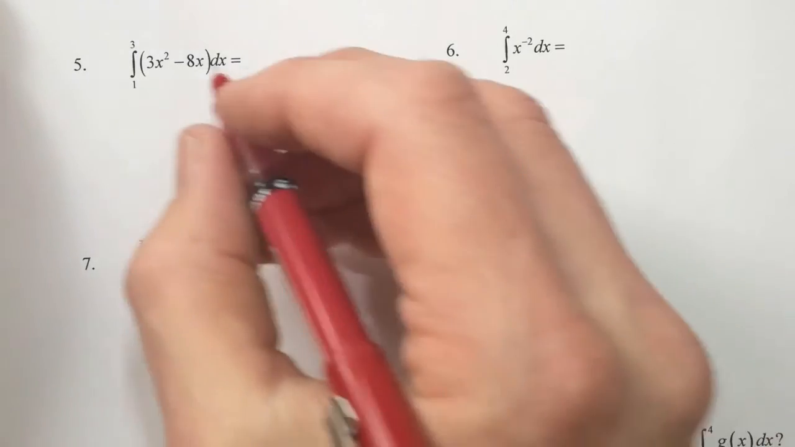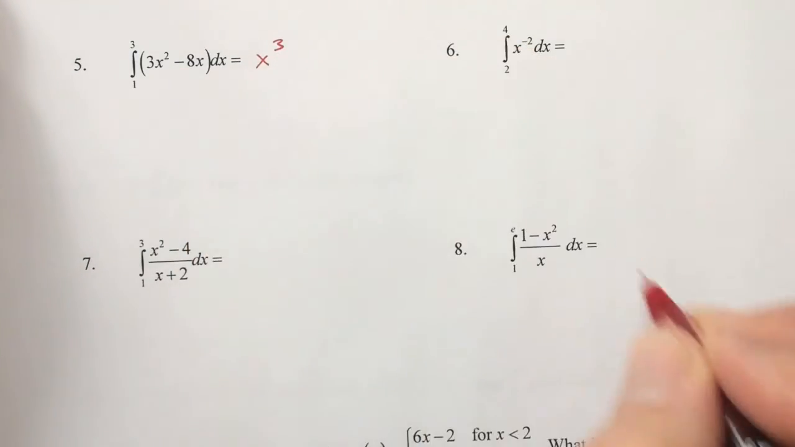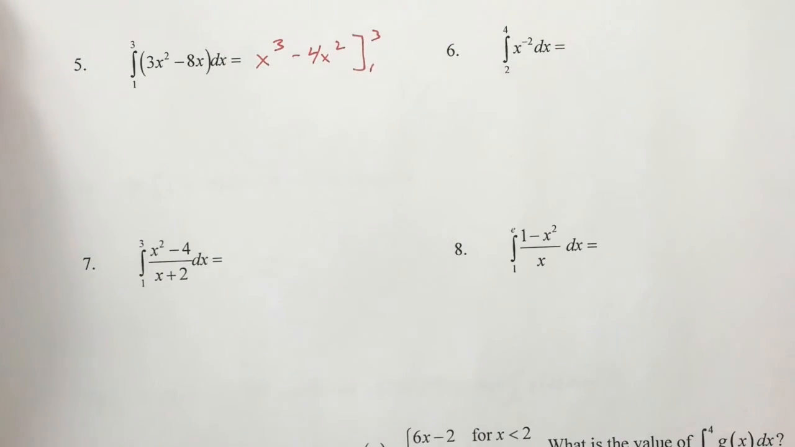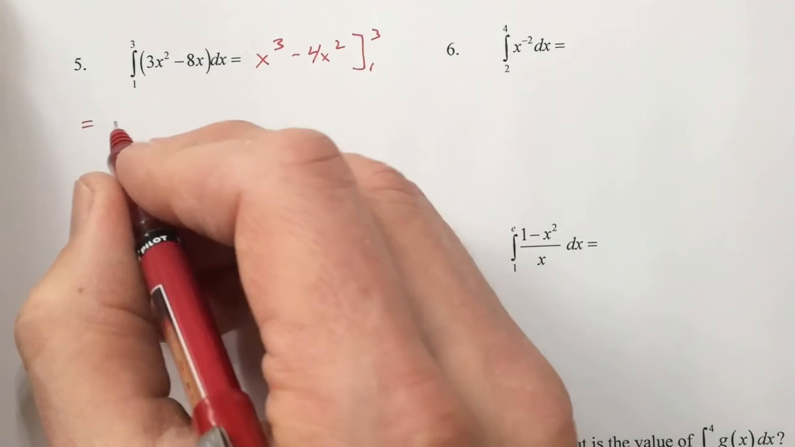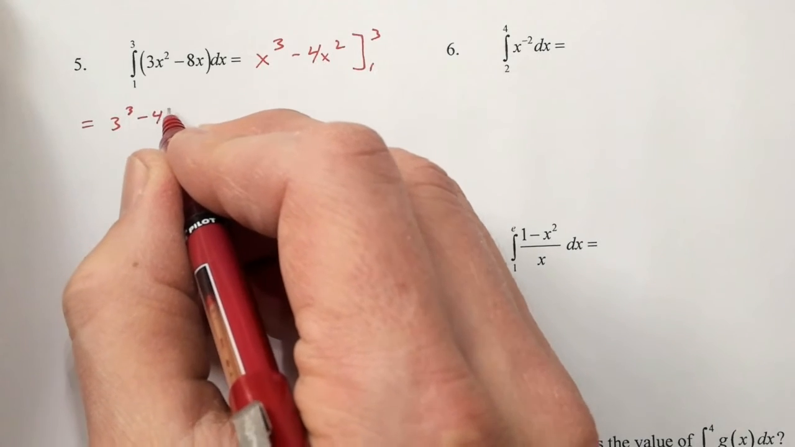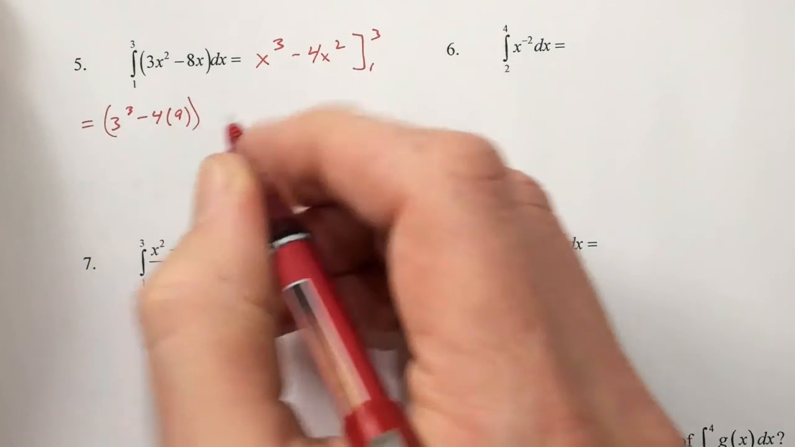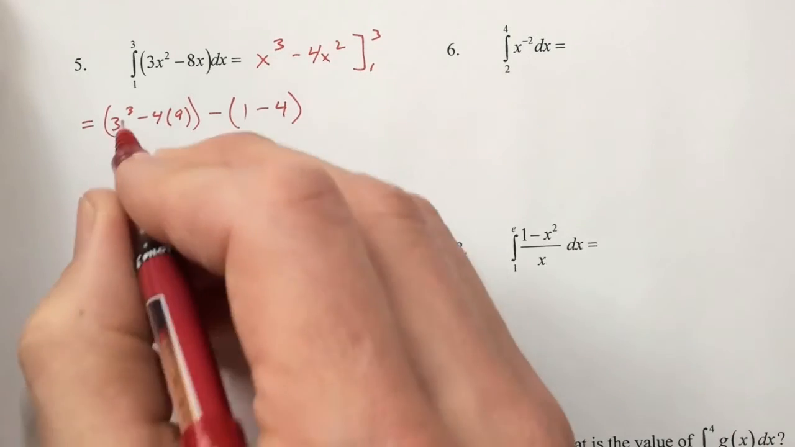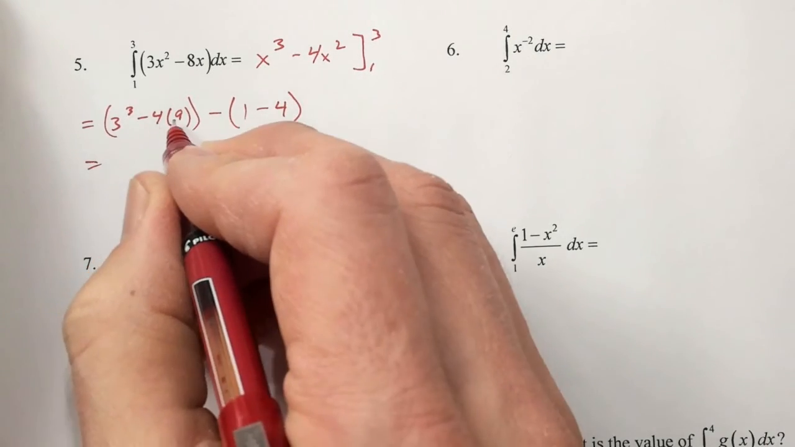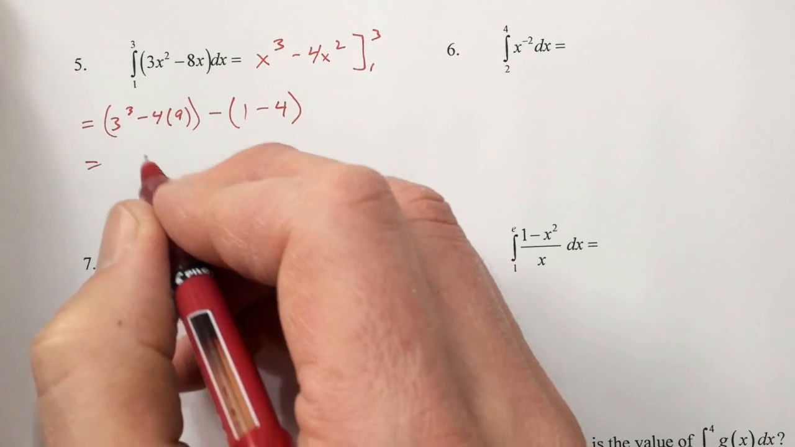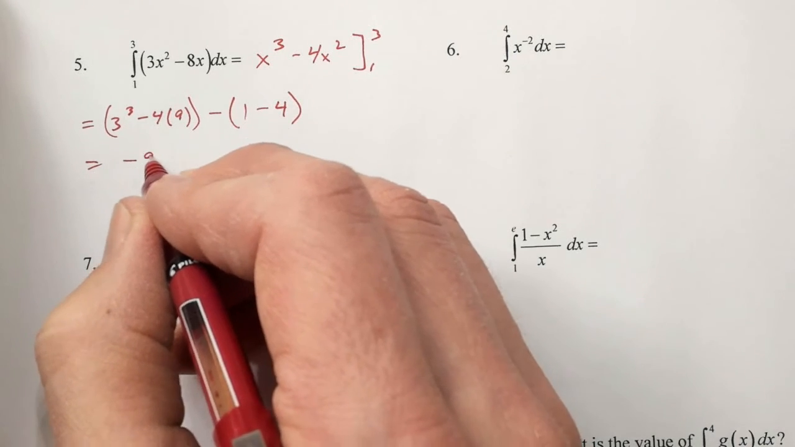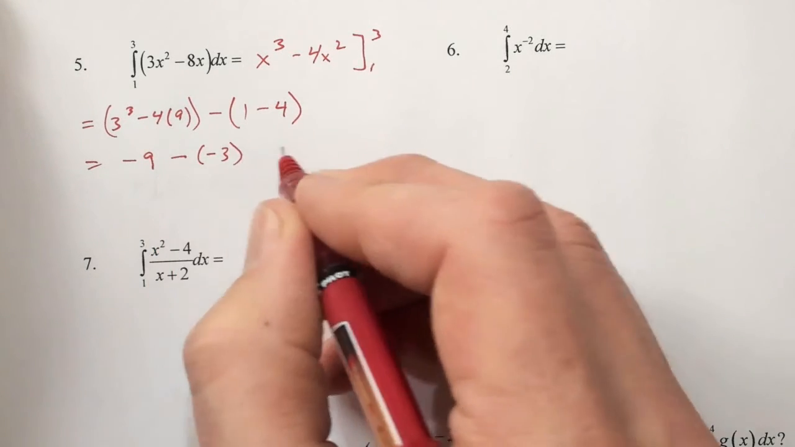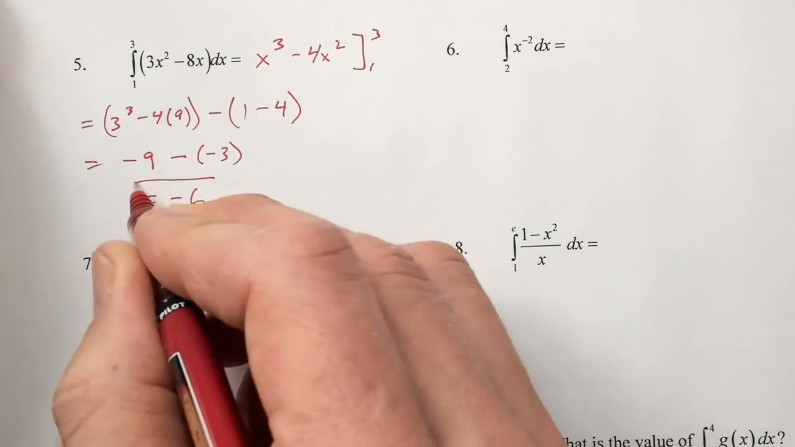Number 5, 3x squared antiderives to x cubed. 8x antiderives to 4x squared, and that's being evaluated from 1 to 3. So when we plug in 3, we have 3 cubed minus 4 times 3 squared. When we plug in 1, we have 1 cubed minus 4 times 1 squared. 3 cubed is 27. 4 times 9 is 36. 27 minus 36 is -9. Minus -3, so -9 plus 3 means we are looking at -6.